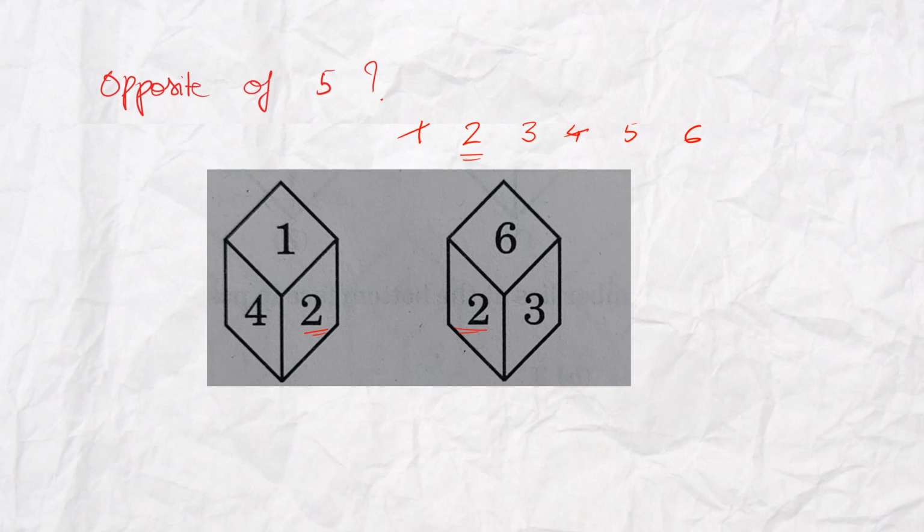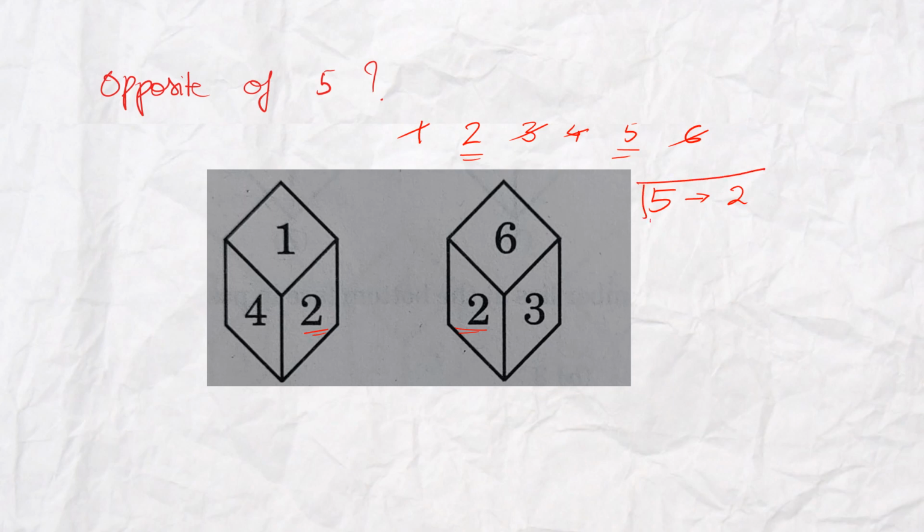Now which two more numbers are adjacent to 2 in the second image? So we can see number 6 and number 3. Both the numbers are on the adjacent side of the number 2. So now we are left with the number 5. So our answer is 2. The question was which number is on the opposite side of number 5. So the answer is 2.